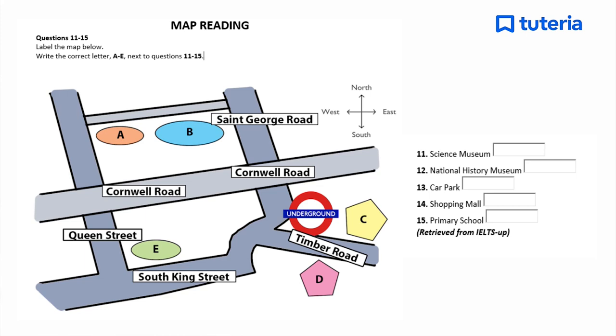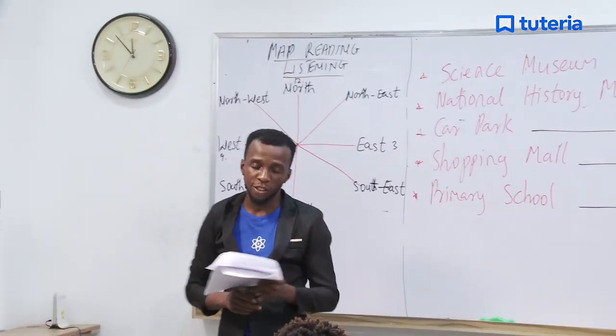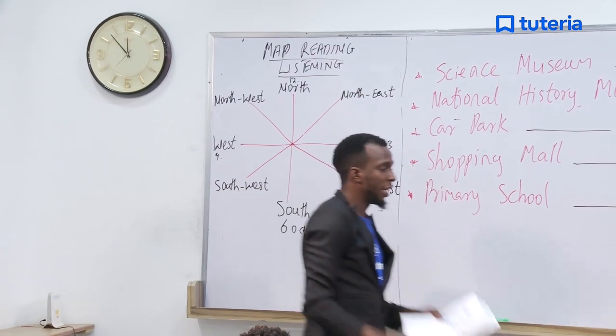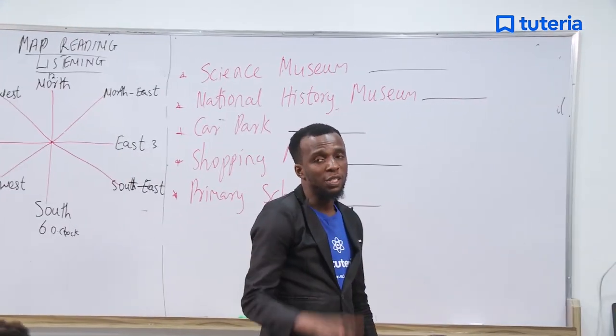Okay. So we're going to find the answers now. We are going to locate the answers. The instruction there is that you have to label which is which. Please look at it. If you want to find the answer, please locate the streets.